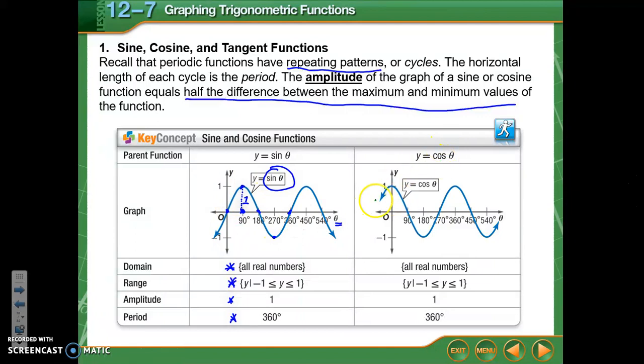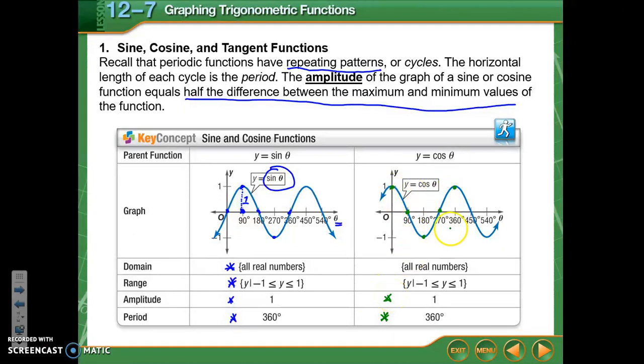Cosine is very similar. It looks exactly like the sine graph. It's just shifted to the left 90 degrees because the cosine of 0 is 1, whereas the sine of 0 is 0. The cosine of 0 is 1. The cosine of 90 is 0. The cosine of 180 is -1. The cosine of 270 is 0. And the cosine of 360 degrees is 1. So again, the period is 360 degrees. That's how long it takes to repeat a cycle.